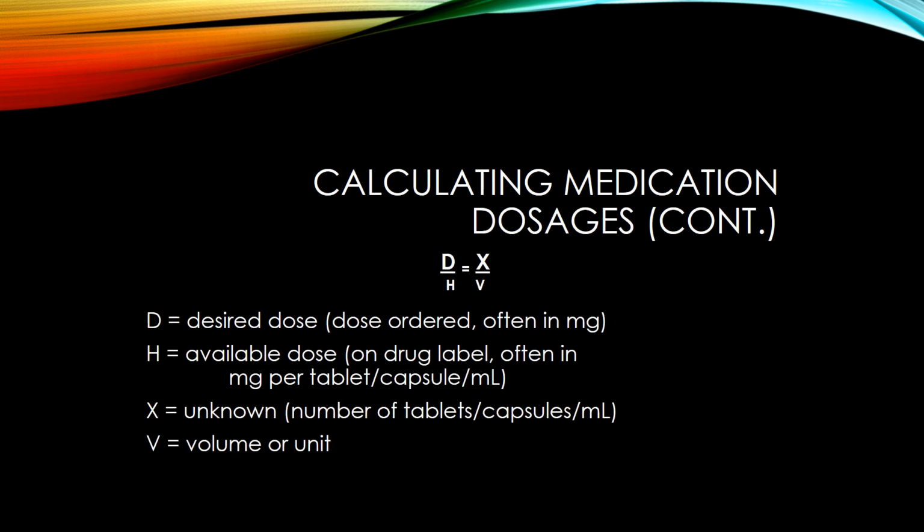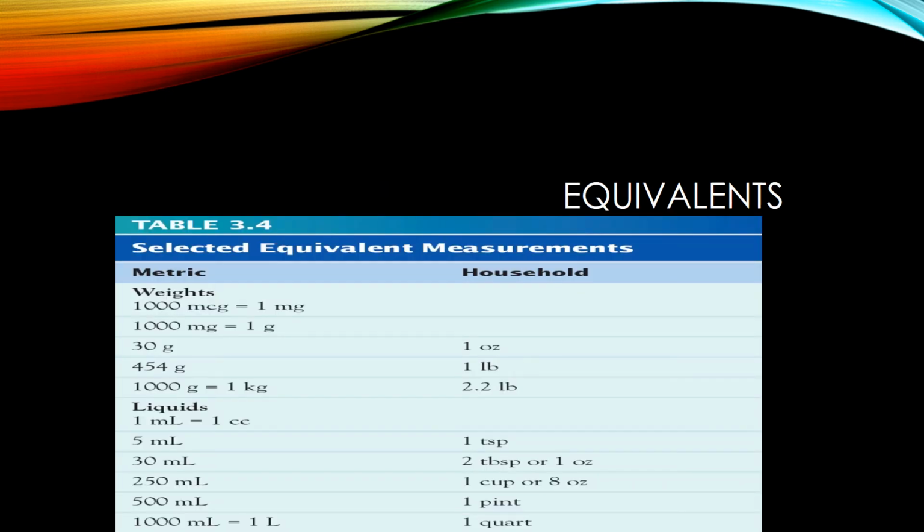This comes from your book, as it gives you a way of doing drug calculation, but whatever way you've learned, you stick with that way. This is selected equivalent measurements, and these are obvious measurements that you need to know about.